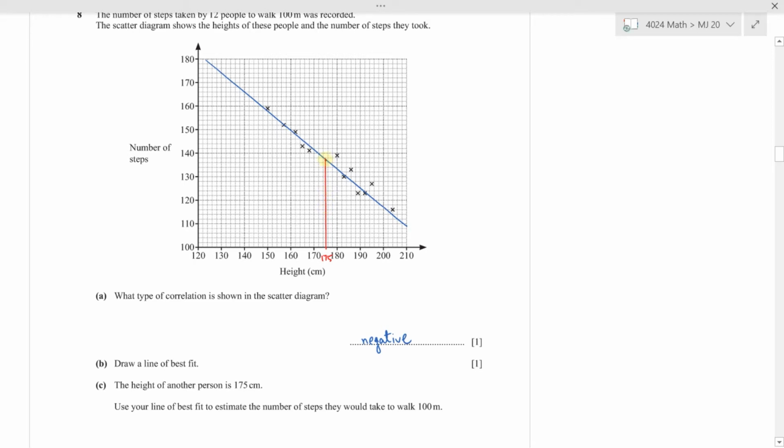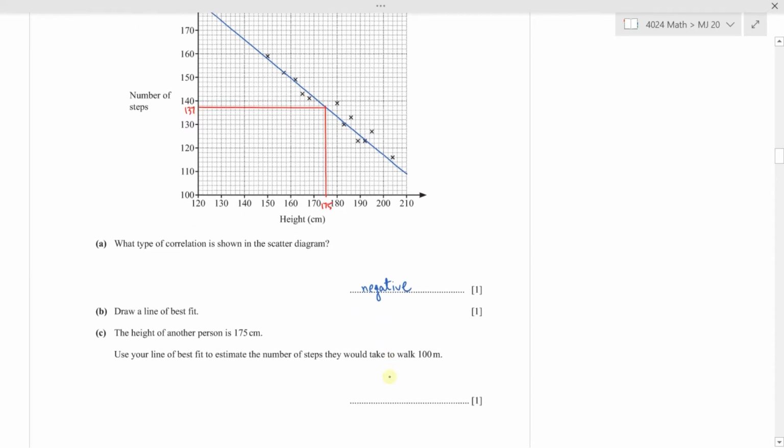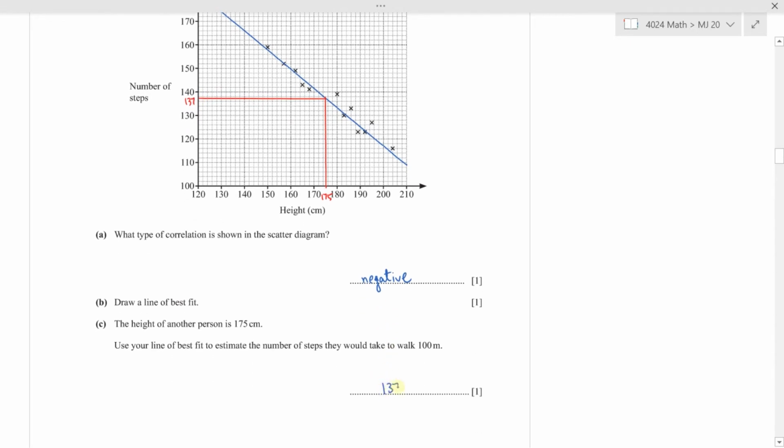So it intersects at this point, and if I draw a line towards the y-axis now, so this is 132, 134, 136. This is almost 137 on the y-axis. So your answer here will be 137 steps. So a person with a height of 175 centimeter will take 137 steps to walk 100 meters.